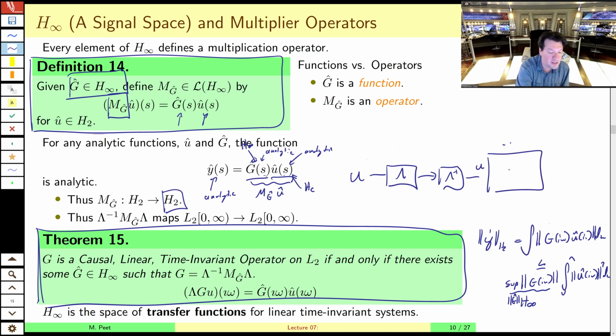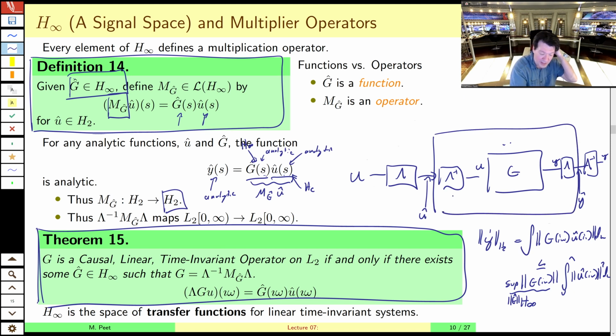And then what we're really doing is putting that u through g and getting y. And then we do the inverse Laplace transform again to get y. In the intermediate step here, we have y hat. In the intermediate step here, we have u hat. And if we draw a box around this concatenation, Laplace inverse, g, Laplace, this is m g hat. So this is what's going on in the frequency domain: mapping a frequency domain signal to a frequency domain signal, which we can then back out through the inverse Laplace transform to get back to our time domain signal.